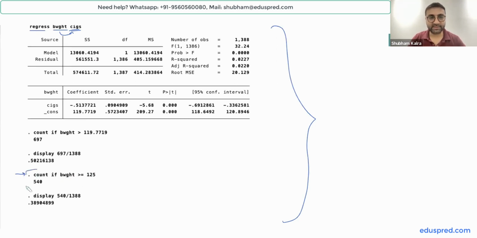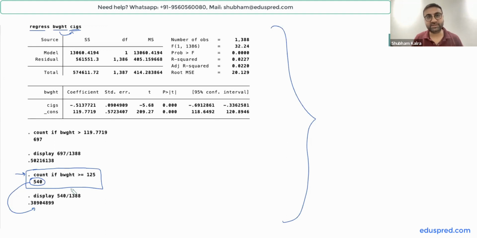If you count how many infants were born with a weight greater than or equal to 125 ounces, the number is 540, which is around 40% of your sample data. So 40% of the infants in your data were born with a weight either equal to or greater than 125 ounces. The predicted weight that they gave us was not a very unusual value. So you cannot justify the negative value of cigarettes by an argument of extrapolation, because you're not extrapolating here. A birth weight of 125 or anything greater is quite possible. In fact, 40% of your sample data satisfies that condition.